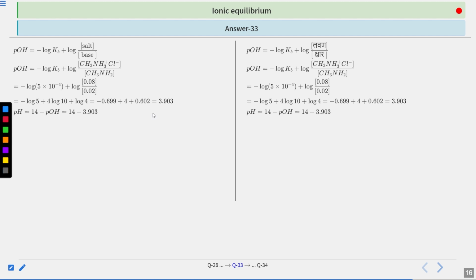This is the pOH. What will be the pH? It will be 14 minus 3.903. So that will give you 10.0097 as your pH. And that is nothing but the negative logarithm of the H plus concentration. Now, how will we calculate the H plus concentration? Simply take the antilog, that will give you 8 into 10 to the power minus 11 molar. This is your answer.